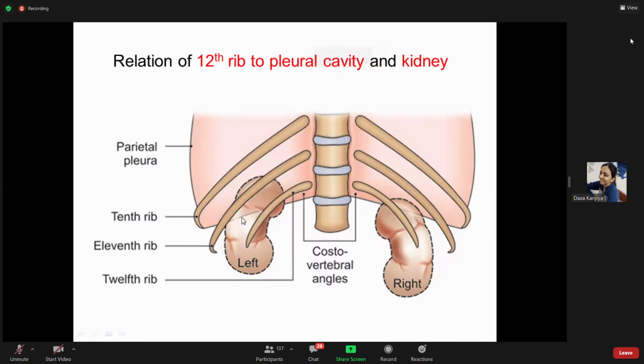11th rib is also related to the left kidney, but there is no relation of the right kidney with the 11th rib. So remember the relations of the 12th rib with the kidney as well as pleural cavity.